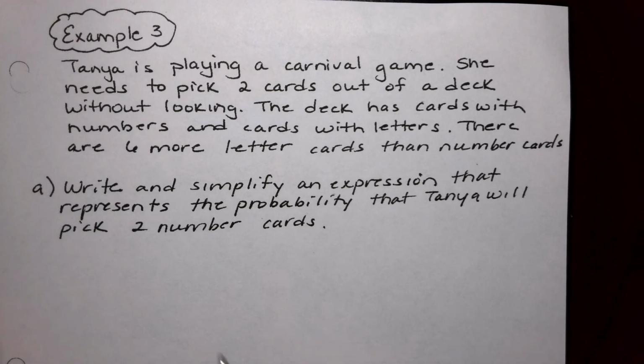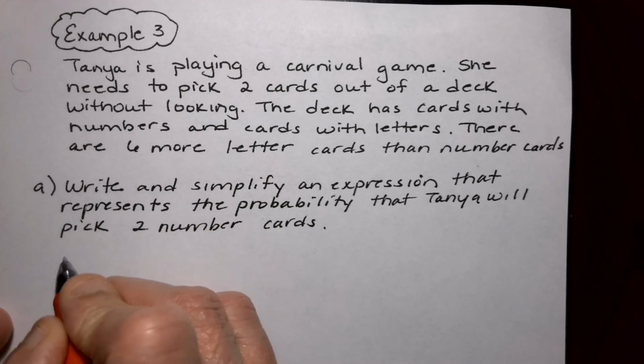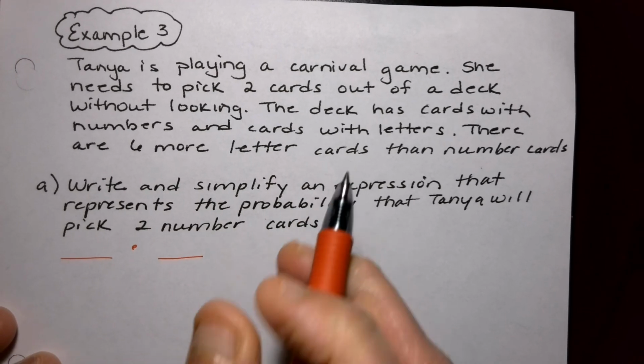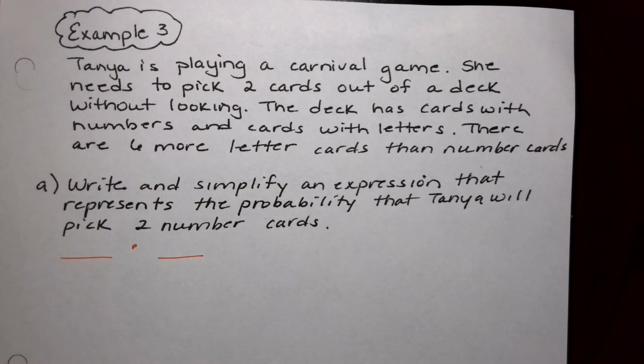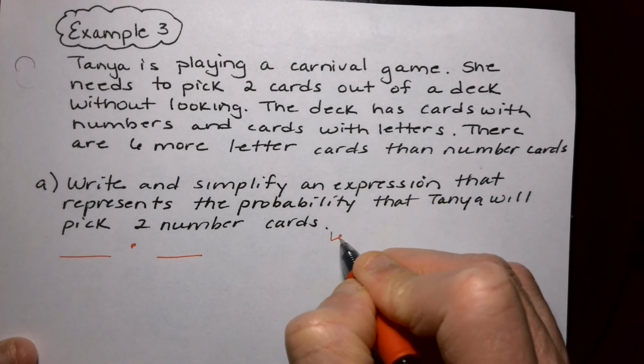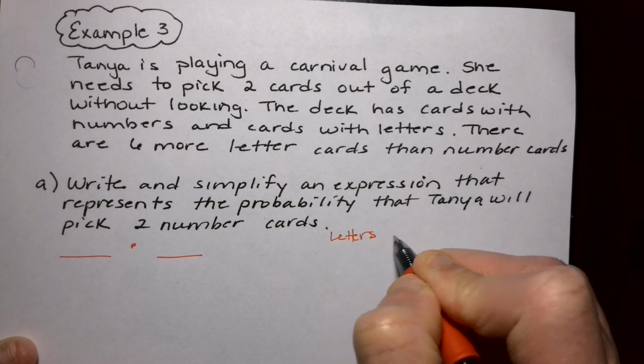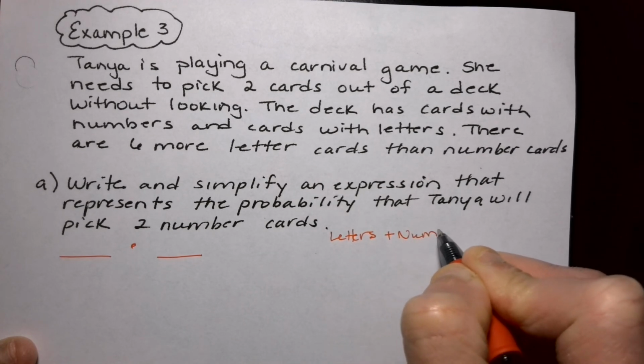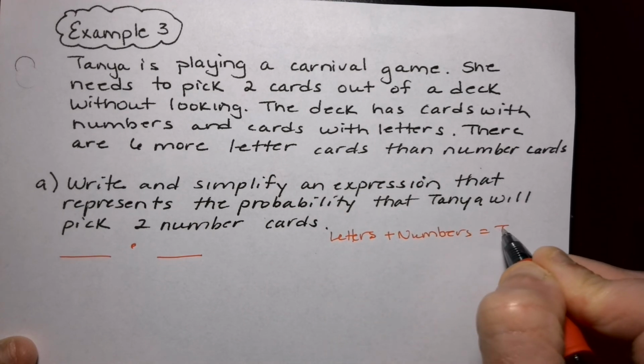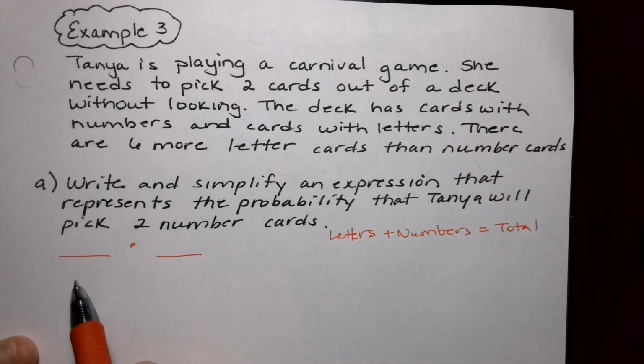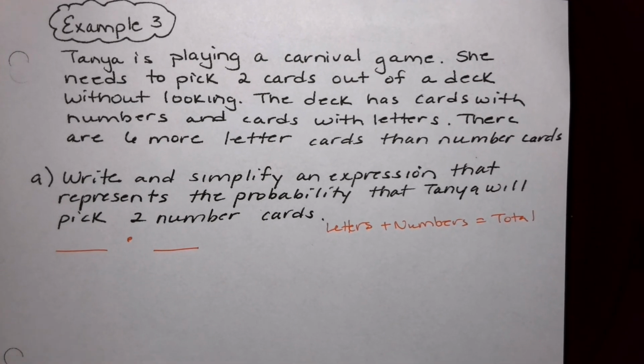But when we do probability, you always remember take the probability of one thing times the probability of another thing. That's ultimately what we're doing. So we got to figure out these probabilities. But first, we kind of have to get things in terms of variables. So all we know is that there's letters and there's numbers. And when I add those together, I'll have my total. Because I need my totals on the bottom of my probabilities.